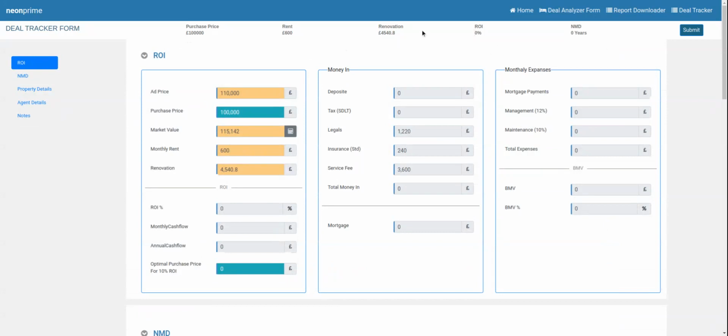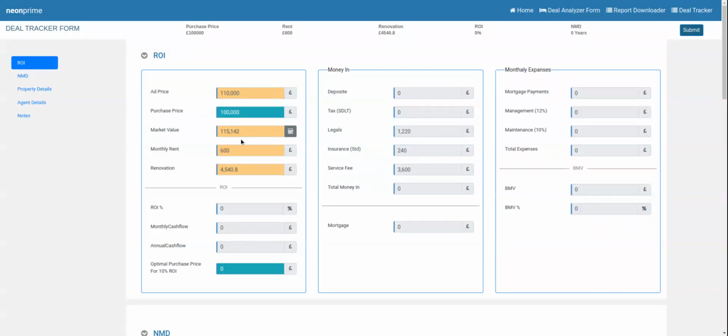So we have a few values here. This is return on investment, and this is how many years it will take to return to zero equity in this particular deal. These are the fields which we can edit, and these are the fields we have control over in terms of business. We can control only the purchase price. Then there is the advertised price, the market value, the monthly rent, and what it will cost us to renovate before the property goes to rent.